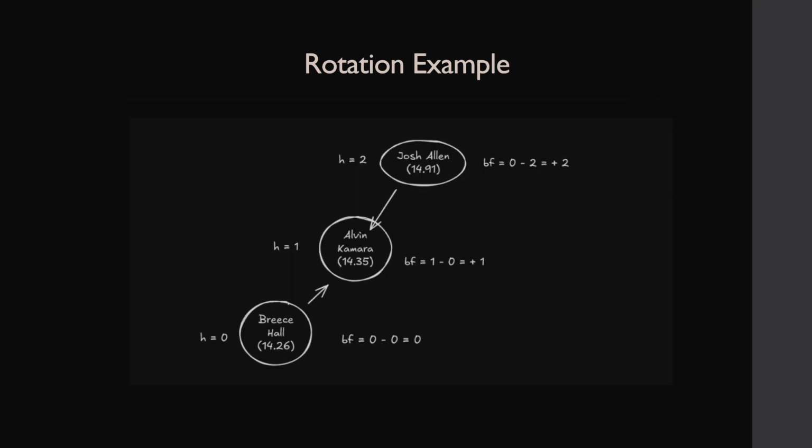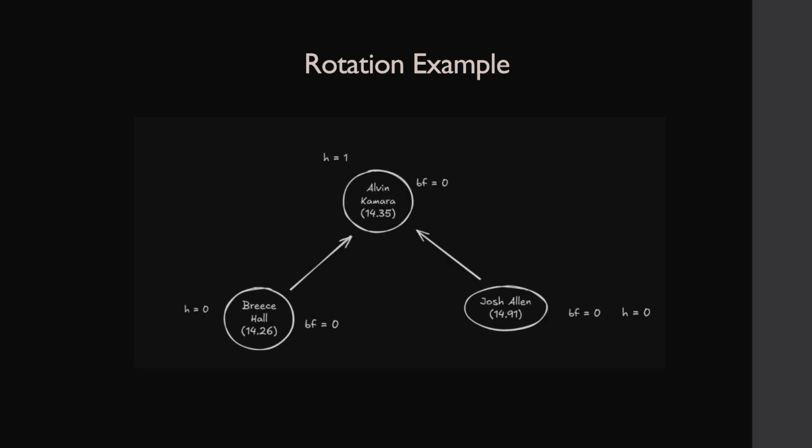After that left rotation on this node right here, this is supposed to be an arrow pointing upwards, but we look at the structure and it is more like a linked list. Computing the balance factors for each, we also have Josh Allen's balance factor is +2, which does not fall in the range of -1 to 1. So that means that we must do a right rotation on this node.